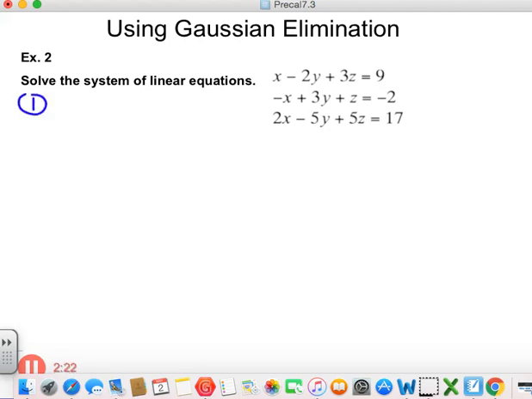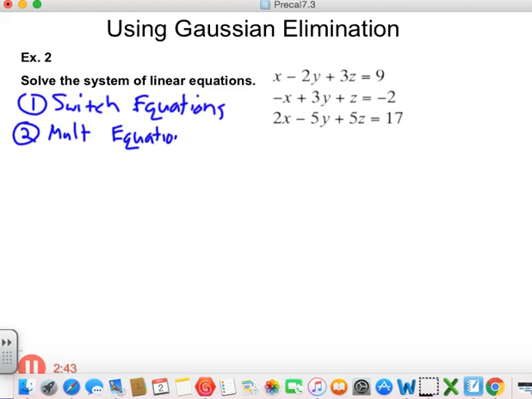Okay, so one step is you can switch any equations anytime you want. So if you just want to move one of the equations to the top and one to the bottom, you'll see why here in a second. Step 2 is you can multiply an equation by a constant. So kind of like we do when we do elimination. How you multiply an equation by a whole number, you can do that.